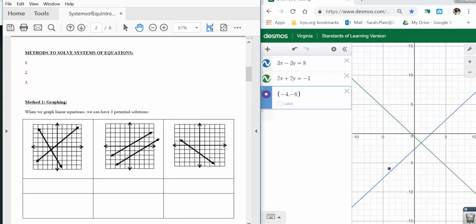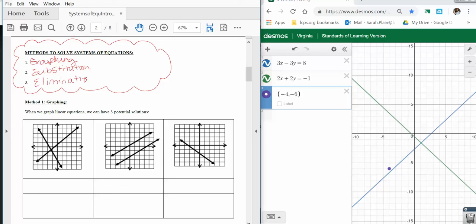So if we look at this, we have 3 different ways in which we can solve systems of equations. I would highlight this because it's important. The first method is graphing. The second method is the substitution method. And the third method is the elimination method. Graphing is obviously graphing y equals mx plus b. Substitution is when I take one equation and substitute it into the other equation. And the elimination method is when I eliminate one of my variables.